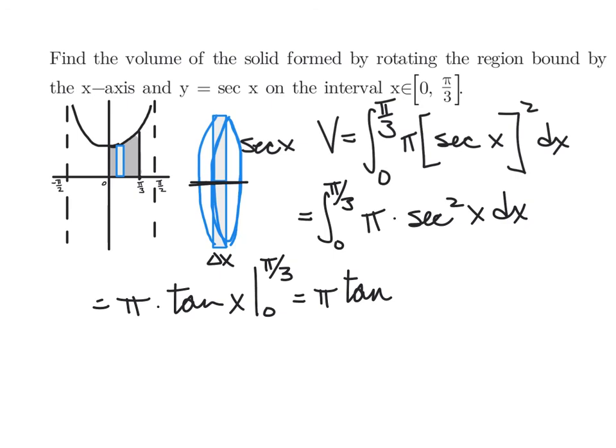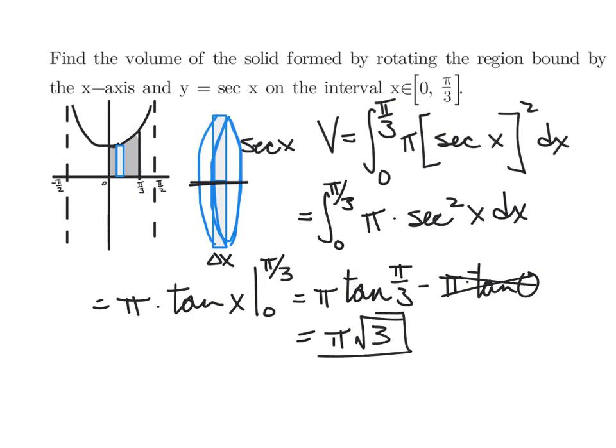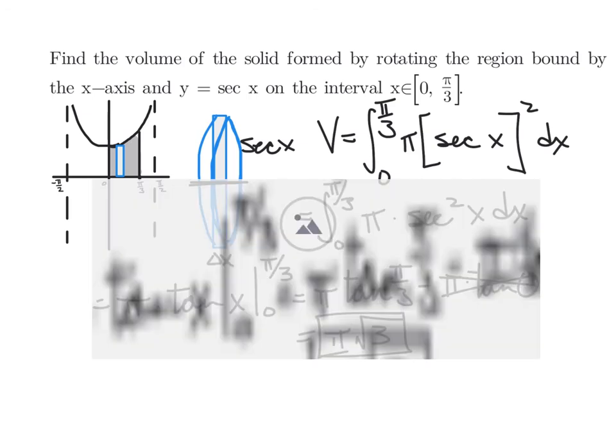So we'll plug in pi over 3 and subtract what we get when we plug in 0. Well, tangent of 0 is 0, and tangent of pi over 3 is the square root of 3. So our volume is going to be pi times the square root of 3. And that's how you find the volume of a solid of revolution.